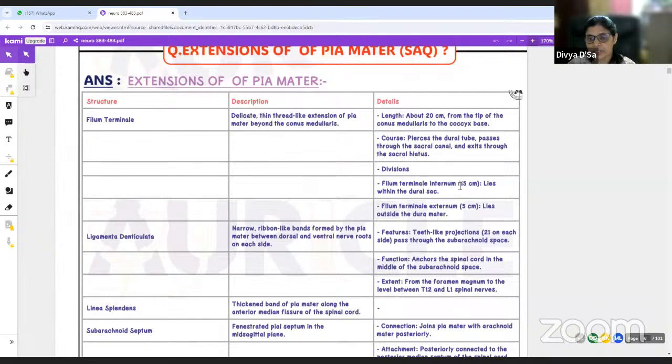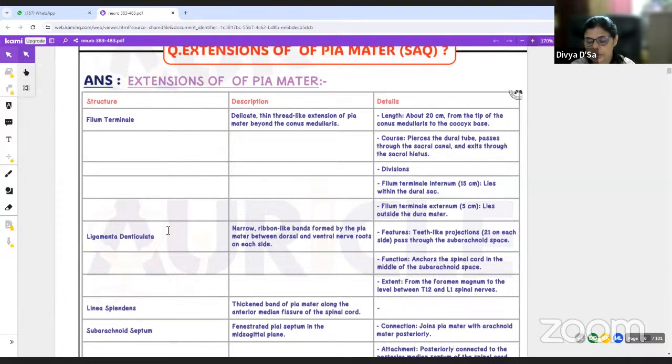What do we mean by the filum terminale internum? The initial 15 centimeters of the filum terminale lies within the dural sac, the meningeal layer of the dura mater covering the spinal cord. The filum terminale externum is about 5 centimeters and lies outside the meningeal layer of the dura mater. Then we have the ligamentum denticulatum, which is very important clinically also. It is a narrow ribbon-like band formed by the pia mater between the dorsal and ventral nerve roots on each side.